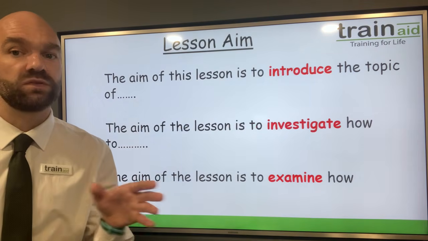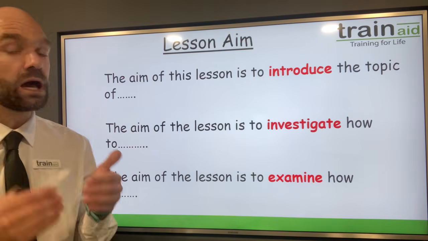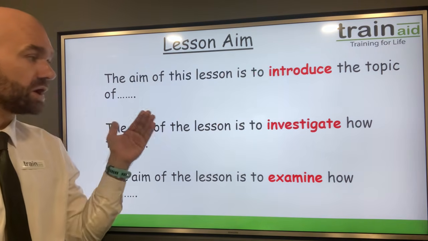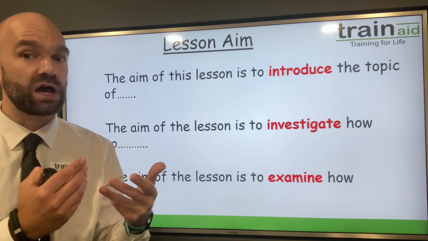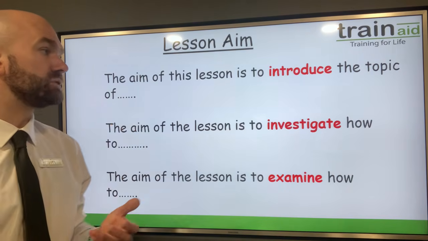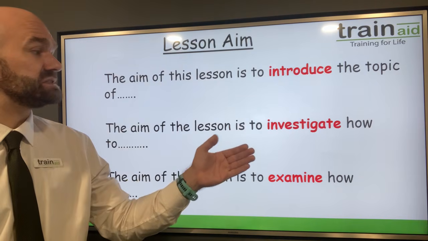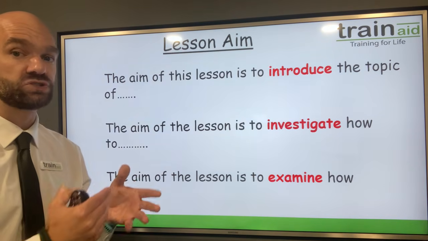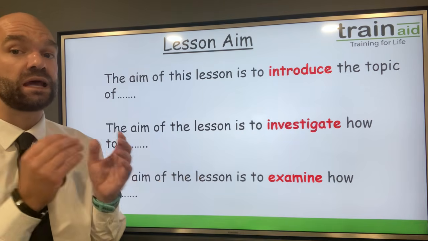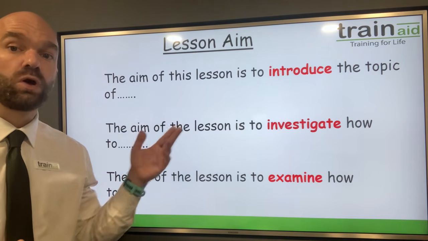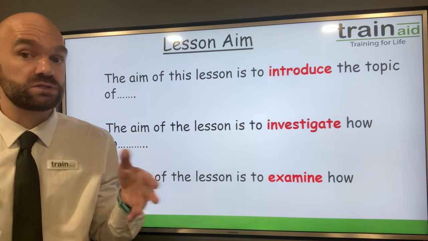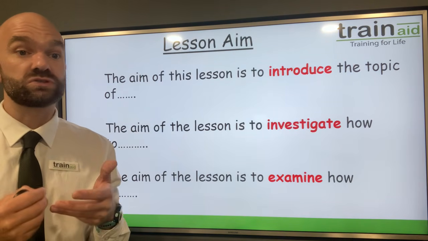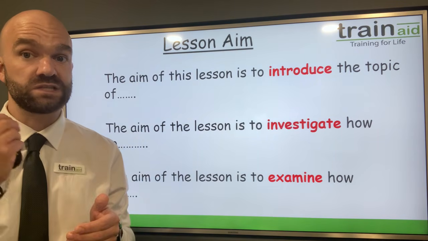In red, we've highlighted what we think would be a good lesson aim. The aim of this lesson is to introduce the topic of, and so you're introducing your learners to your very own chosen microteach topic. The aim of the lesson is to investigate how to, and there we can input our microteach topic. And the aim of the lesson is to examine how to. So you could use one of these three buzzwords when creating your very own lesson aim. So the aim of the lesson is to introduce the topic of, and then you can insert your microteach topic as well.